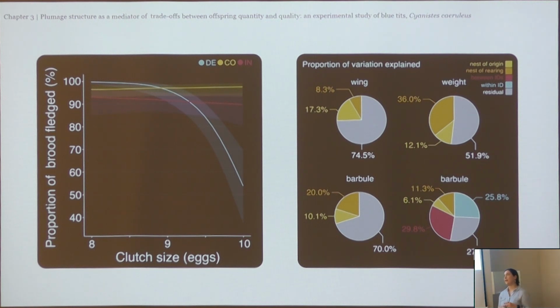And then the same with how many caterpillars the chicks were eating. It was a result of the foraging intensity of the parents, which was again probabilistic. So the actual number of caterpillars is a very unique number for each nest.